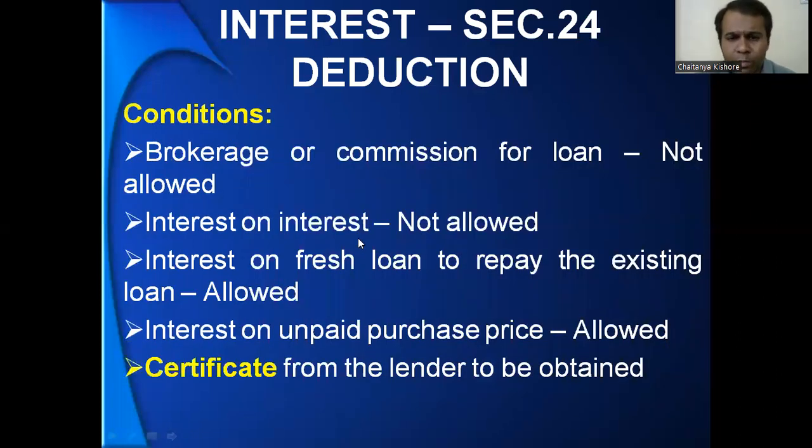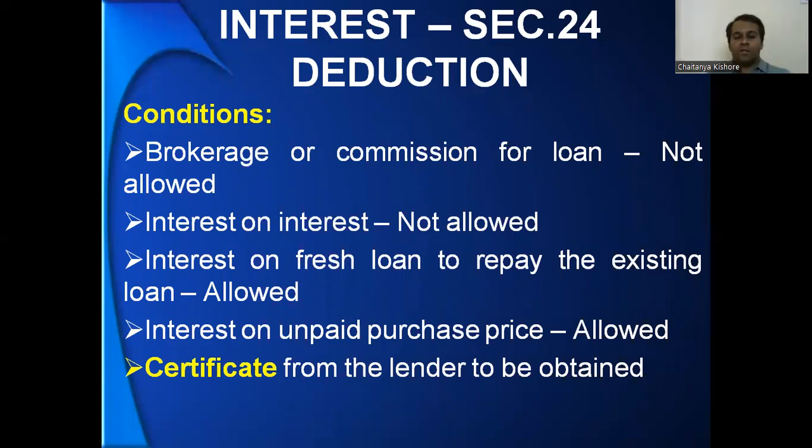And other conditions: brokerage and commission are not allowed. Interest on interest, which is called compounding of interest, is not allowed, so that amount cannot be allowed. Now look at an example. I have taken a loan from a money lender and I'm paying interest to him. Assume that the rate of interest is 24% per annum, which is a little bit high. So what I have done, I have taken a loan from a friend at 10% and repaid the loan taken earlier. Now I'm paying interest to my friend.